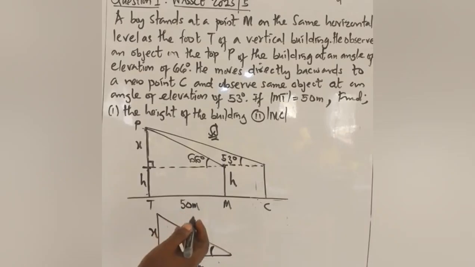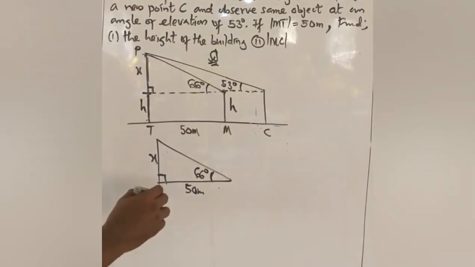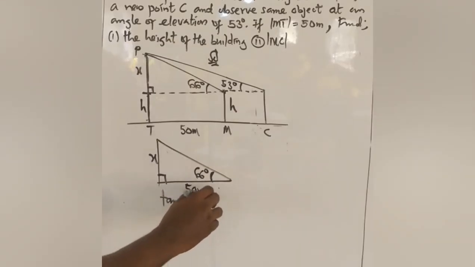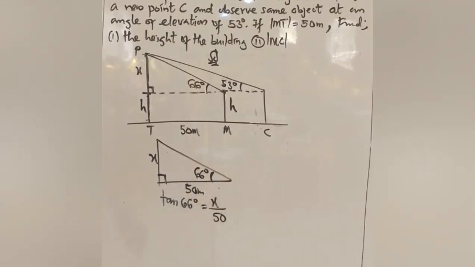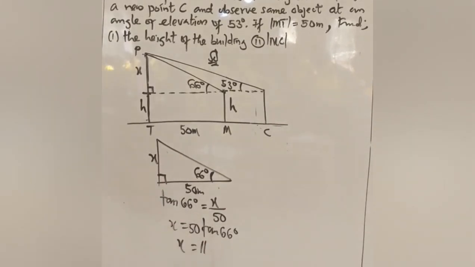Then, how can we get x? Opposite over adjacent. So tan 66 degrees equals x over 50. Right? Then from here we can get x to be 50 tan 66. So the value of x is 112.3018 meters.